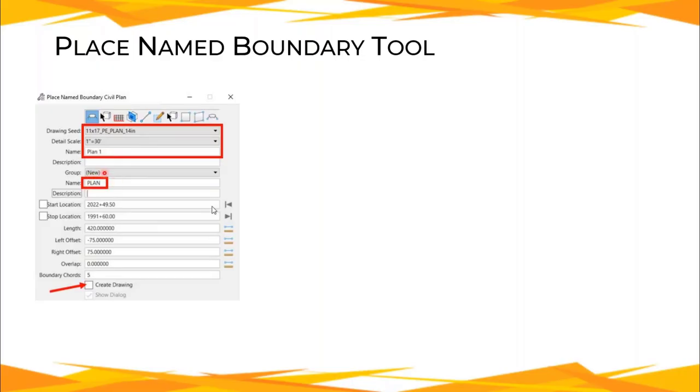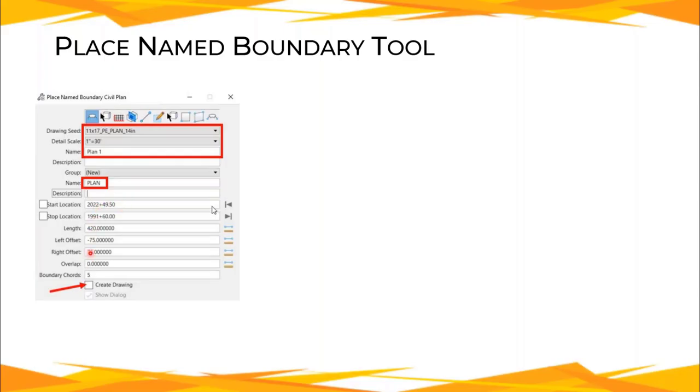Then this is the group here. So this is basically like you have groups of name boundaries. In this case here, I'm just going to call this the plan group because all these name boundaries that I'm creating in this particular case belong to a plan group. That's kind of what I'm using it for.